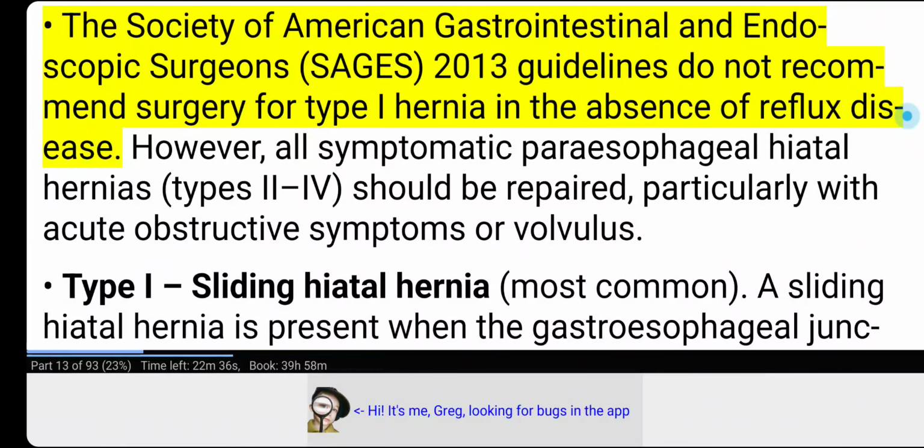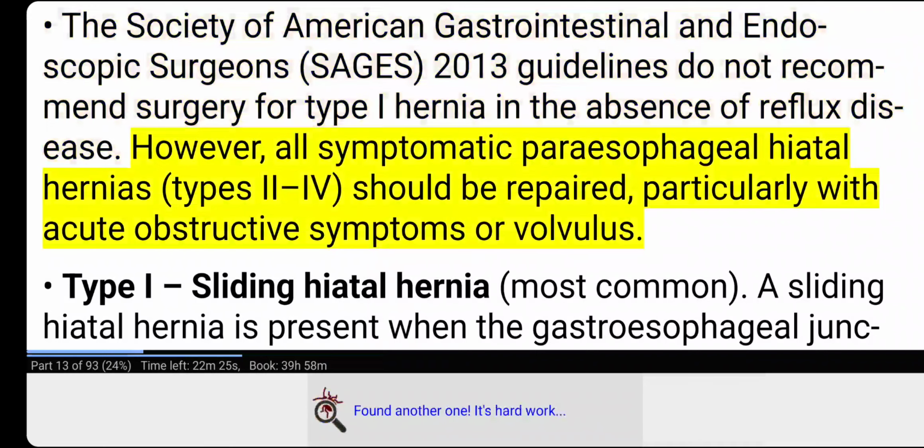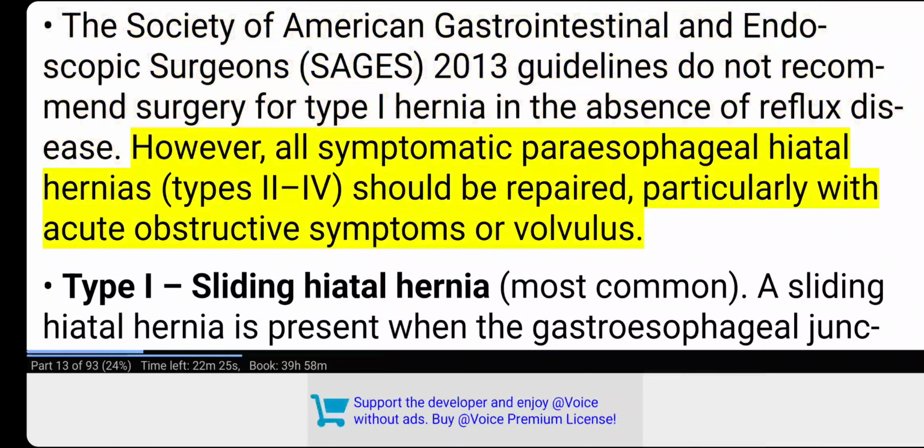The Society of American Gastrointestinal and Endoscopic Surgeons (SAGES) 2013 guidelines do not recommend surgery for type 1 hernia in the absence of reflux disease. However, all symptomatic paraesophageal hiatal hernias, types 2 to 4, should be repaired, particularly with acute obstructive symptoms or volvulus.